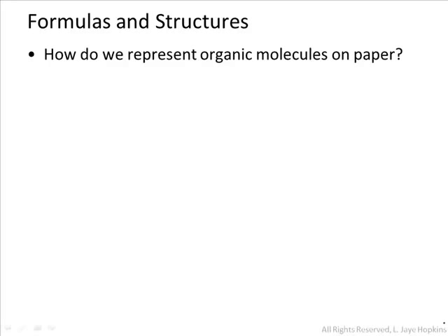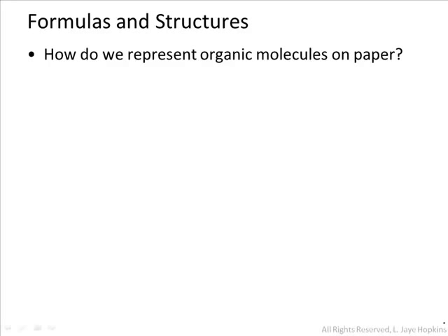So on one hand, we need a reasonable way to use some shorthand so we can still write down complex molecules on paper. The counter argument to that, however, is that we still need to represent in some detail at least certain functional groups within the molecule. So as a result, there's more than one correct way to write down organic structures on paper, and you'll see that different versions are used in different settings.